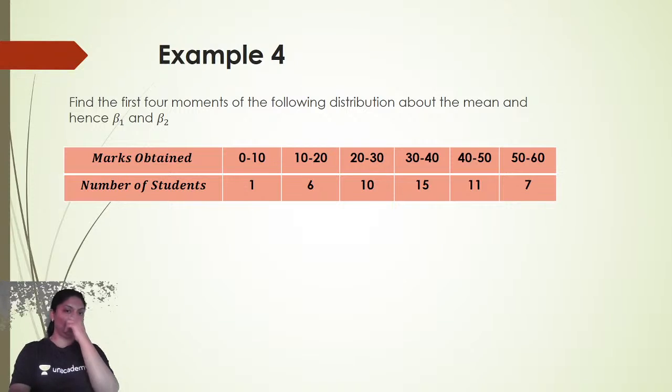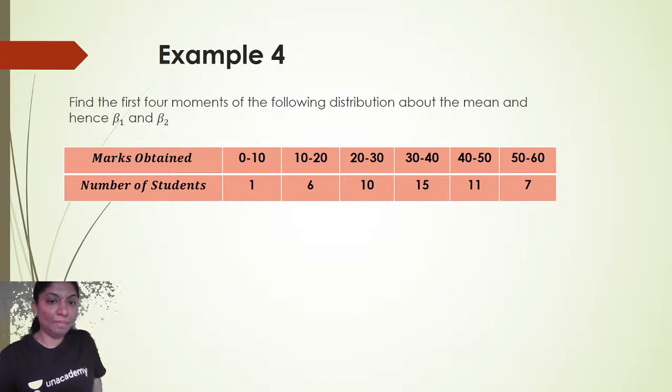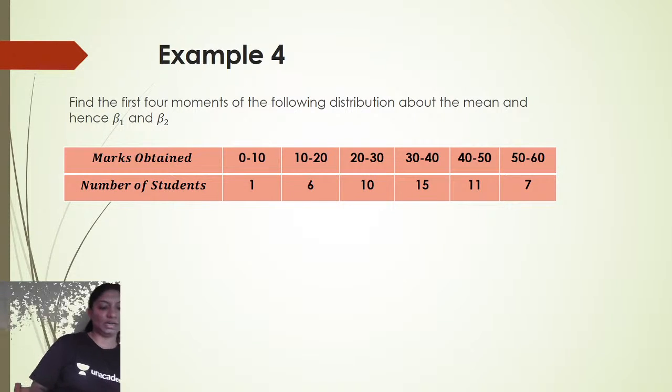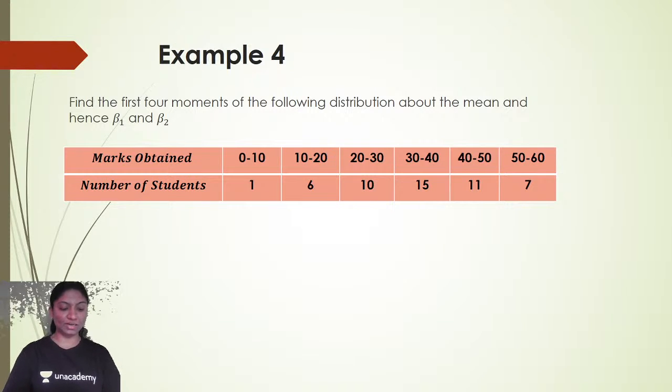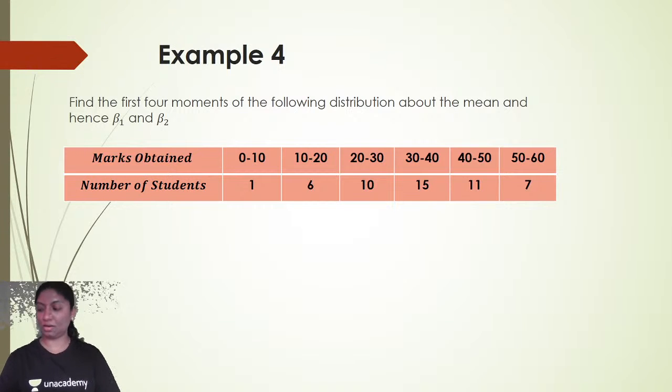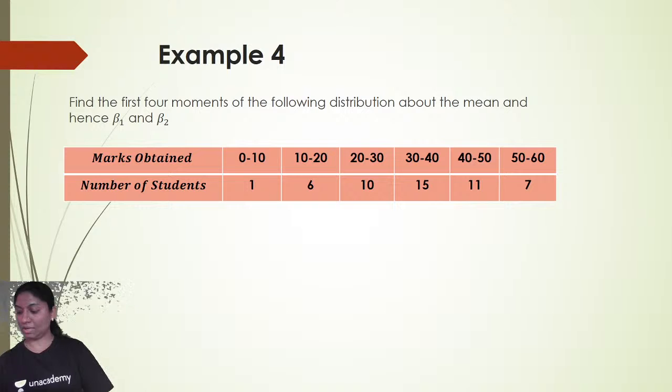Now we have to find both beta 1 and beta 2. The marks data given is in a continuous distribution format. The data is given in a continuous distribution format. So here what we have to do is make the table again.